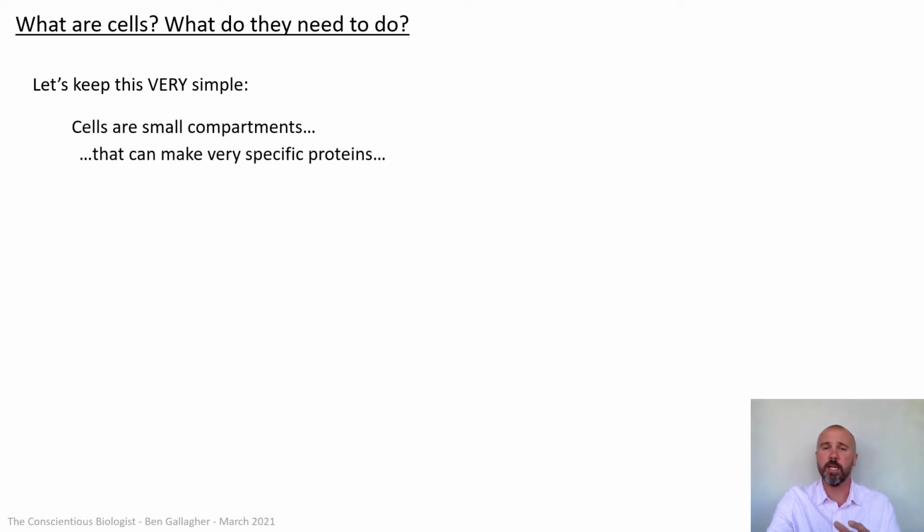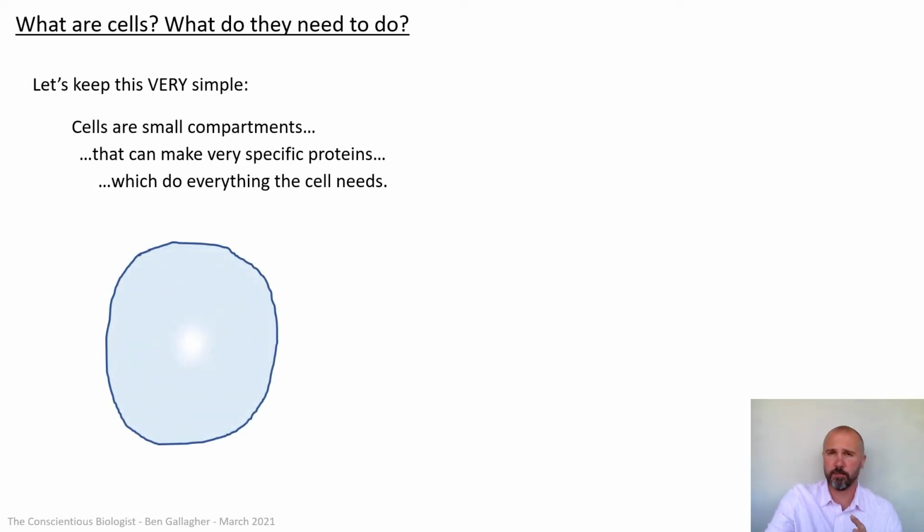So let's think about cells. What are they? What do they need to do? And we'll keep it really simple: they're very small compartments that can make specific proteins which do everything the cell needs. That's basically all we're talking about with a cell. It's a small compartment that produces proteins because the proteins will carry out metabolism.